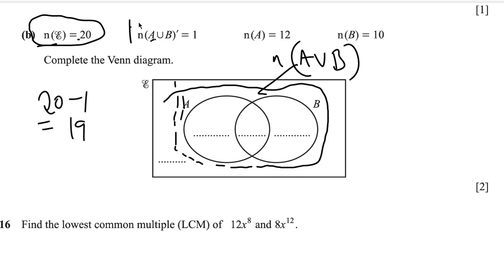So n of (A union B) all prime is equal to 1. We're going to place it over here because, right, it's exempted. Because this is A union B. And then every other part out is A union B prime. Right? Okay.